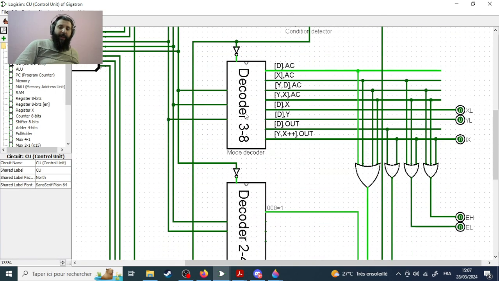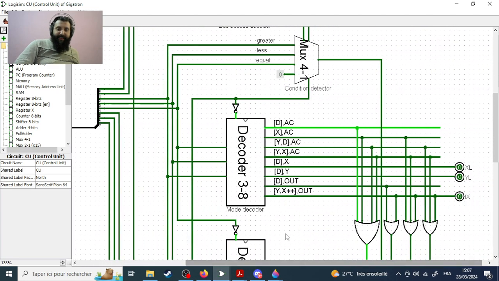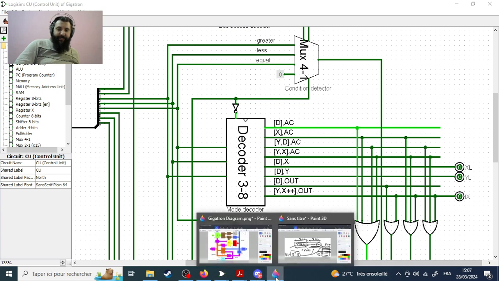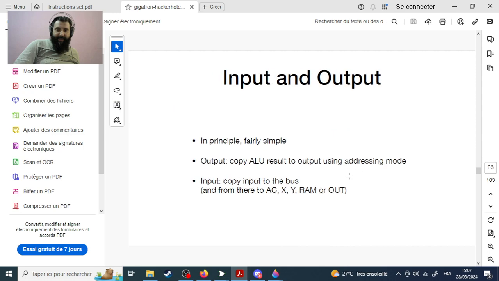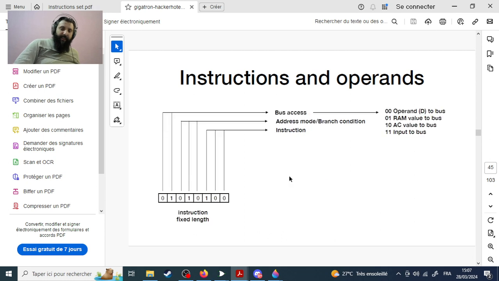Okay, we have a decoder. Now let's see the CU. The CU is explained in the Gigatron PDF, in this part. We are talking about the instruction. In the instruction, we have to divide the instruction into many bits. We have the instruction on 8 bits. The first 2 bits are used for the bus access. I will explain that.